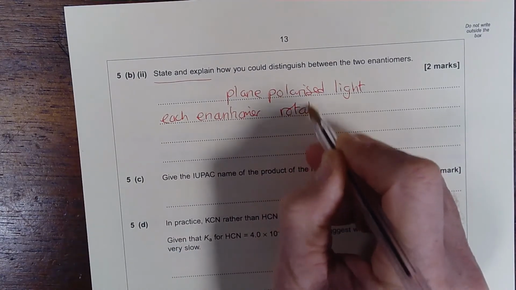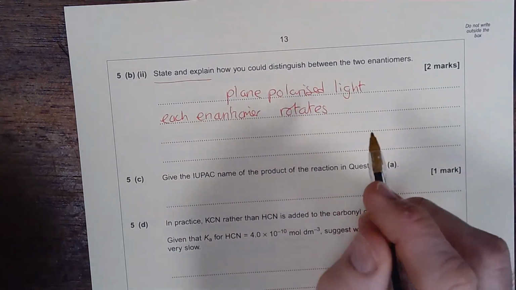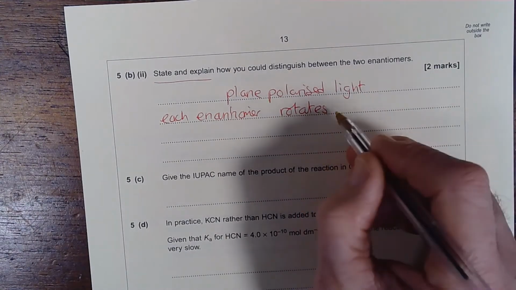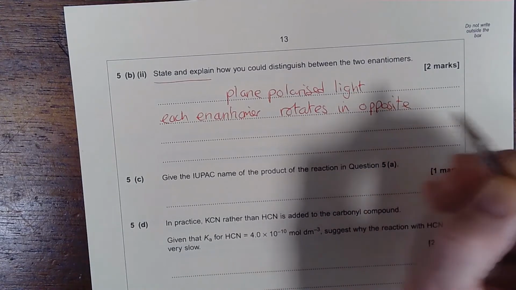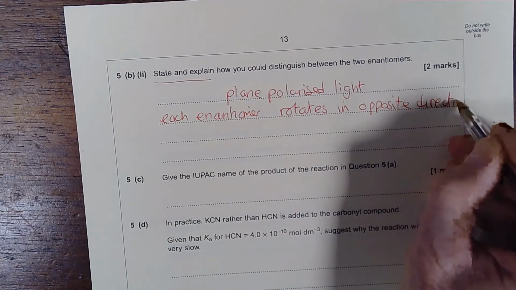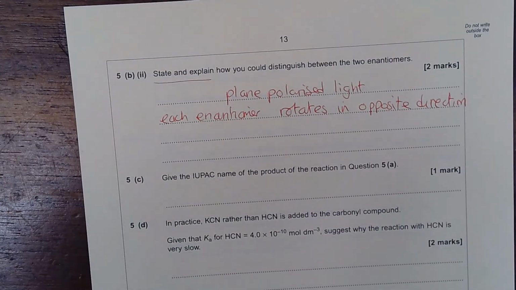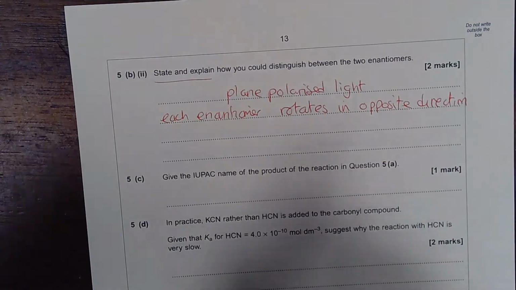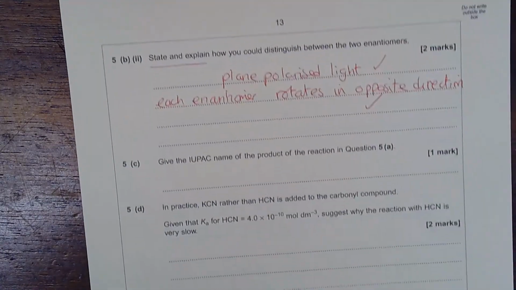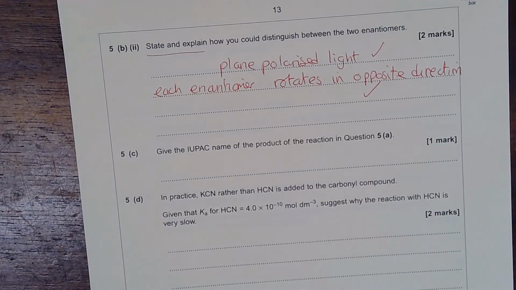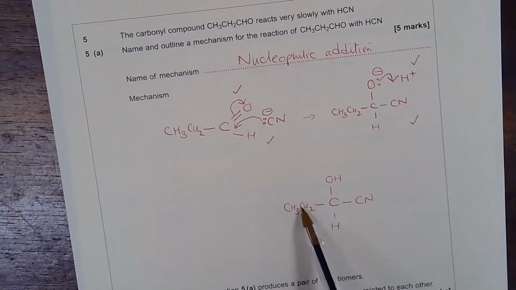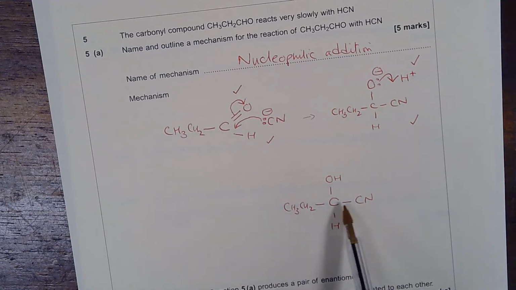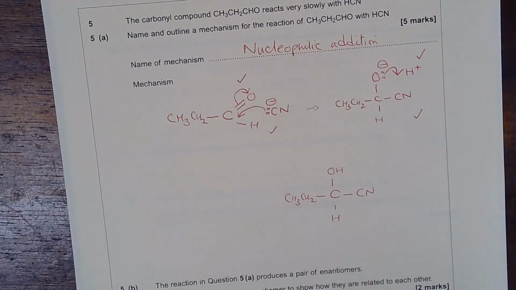and they would rotate each sample, each enantiomer. So this is the important part of the answer: rotates in opposite directions. It may be important in other questions, but not here, to appreciate that that is in equal and opposite directions, so it rotates in opposite directions to score the marks there. The IUPAC name for this product, so we have this product here, 1, 2, 3, 4 carbons, so it's a butane, and it's also a nitrile, so it's butane nitrile, and the hydroxy group is on carbon number 2.